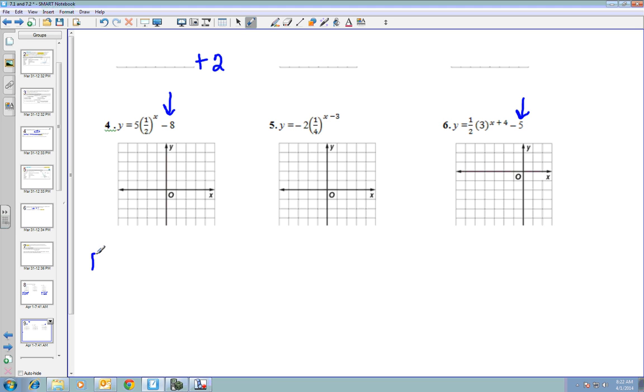So let's list our domain. Our domain we know is -infinity to infinity. But my range, instead of starting at 0, it's going to start at whatever number is being added to or subtracted from. So instead of starting at 0, I'll start at -8. So my lowest point on this graph would be -8.